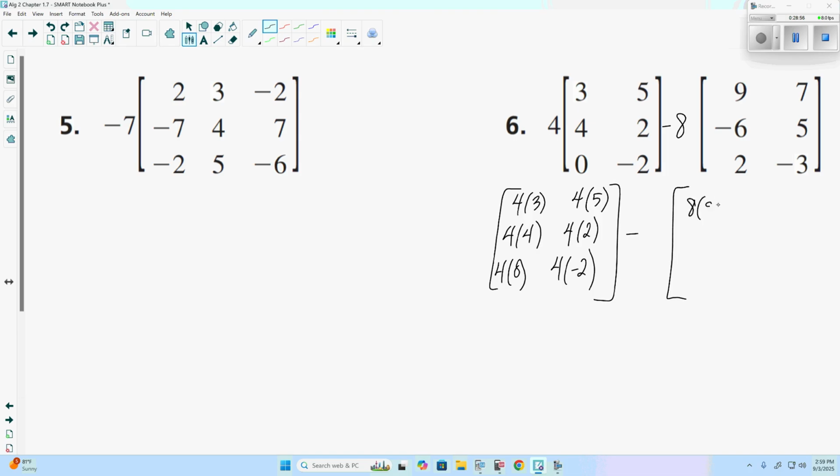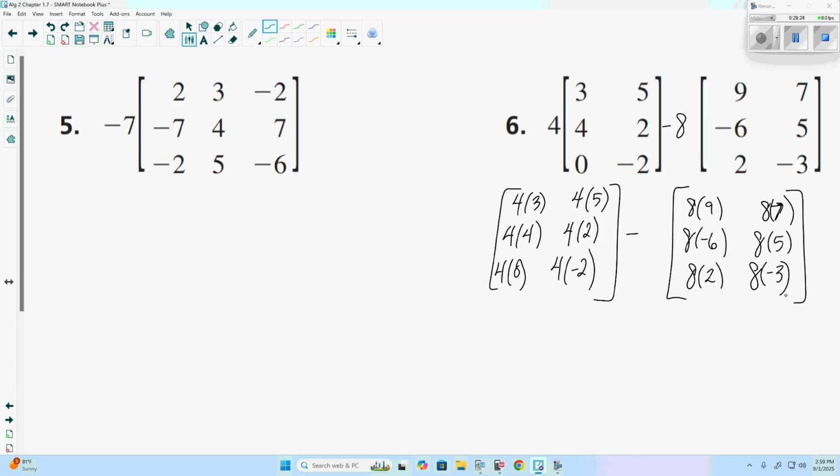So we have 8 times 9, 8 times 7, 8 times -6, 8 times 5, 8 times 2, and 8 times -3. We'll finish multiplying those scalars, those elements together, and then we can subtract. Yes? That's one of our options.